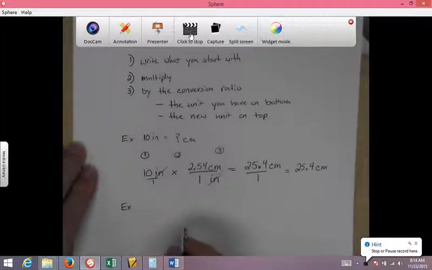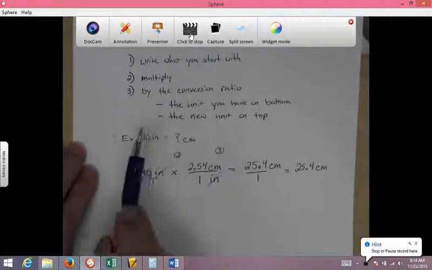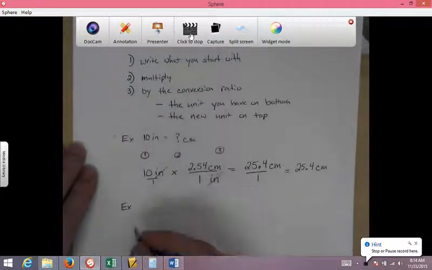And some of you might be thinking, haven't we done this before? And the answer is yes, we did do this before, a long time ago, except we weren't converting between systems, we were converting within systems. Now we're just going from one system to another, so this should be familiar. So now let's do another problem.